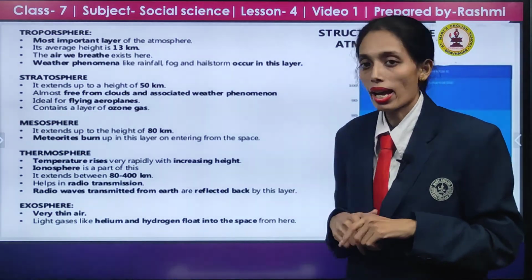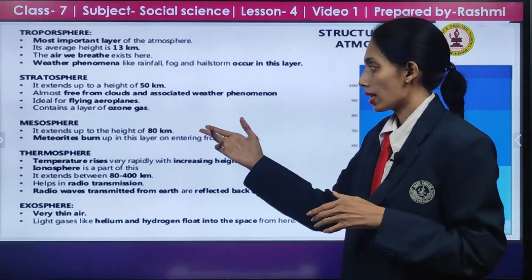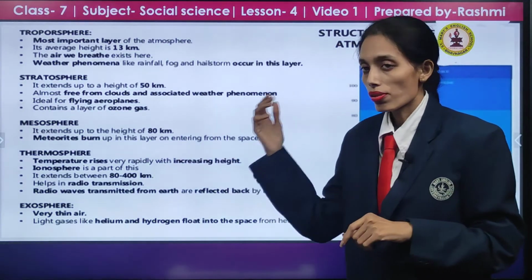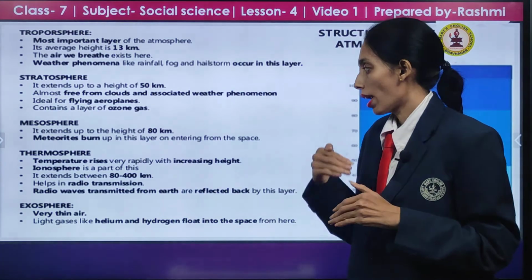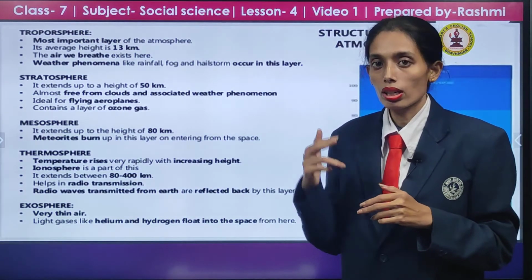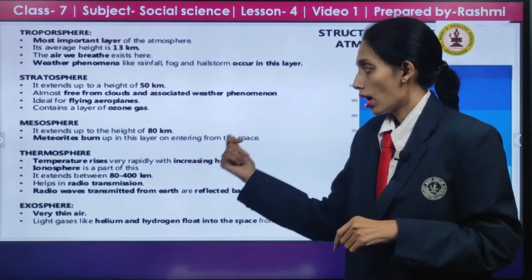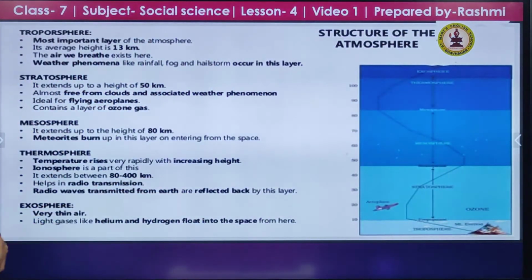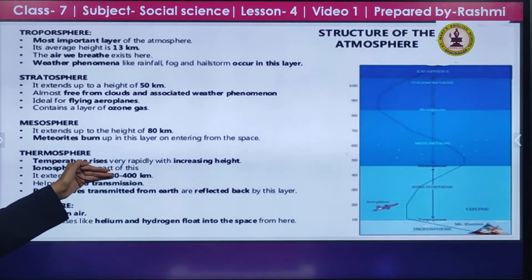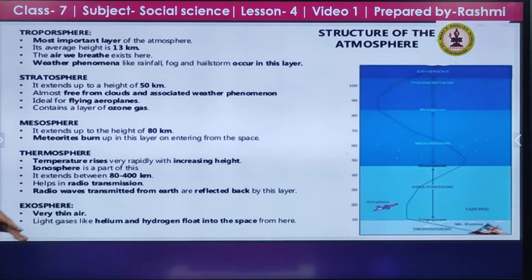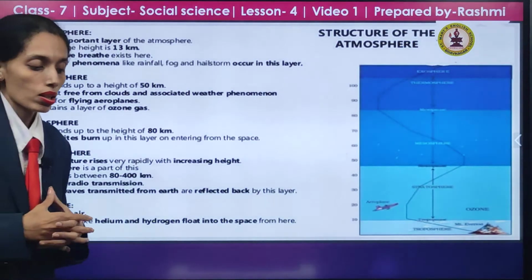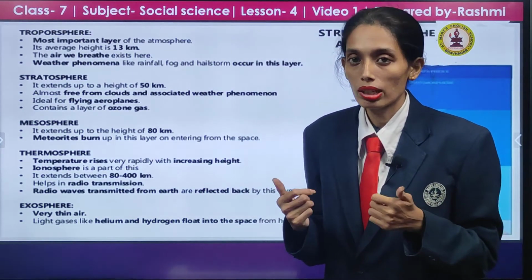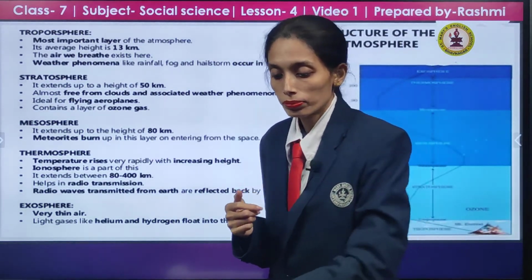Then you have the ozone gas which is present. Mesosphere is 80 kilometers from the earth's surface. Meteorites burn over there. Thermosphere, you have the temperature rapidly rising due to the increase in height. Ionosphere is a part of this sphere, and it is 80 to 400 kilometers from the earth's surface. It's good for radio transmission. Then you have the exosphere. It consists of different gases like helium and hydrogen, and there is thin air.